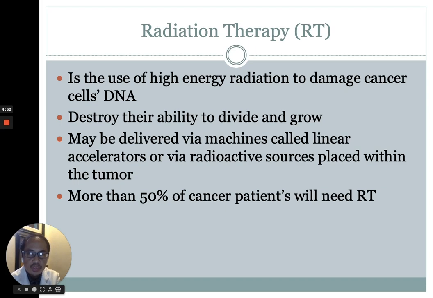We have what we call external beam radiation, which is delivered via machines called linear accelerators or a cobalt machine, or via radioactive sources, wherein we place these sources of radiation directly within the tumor. Now, not all cancer patients will actually need radiation therapy, but more than 50% of cancer patients within their time frame would be needing radiation therapy.